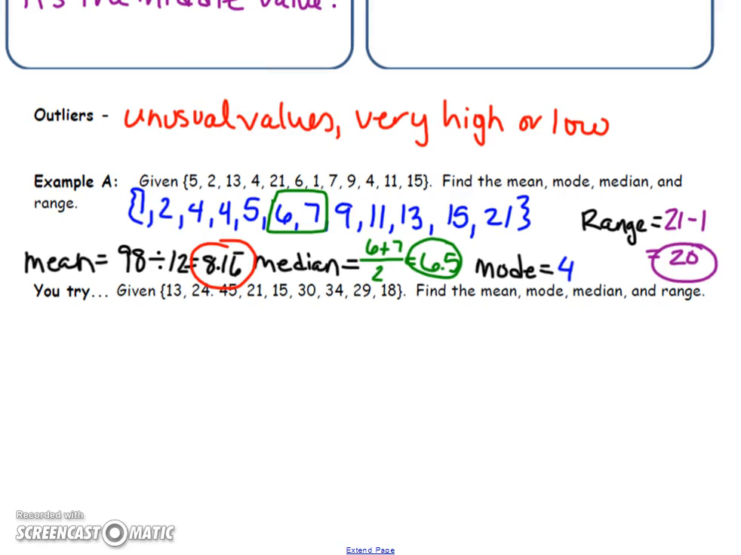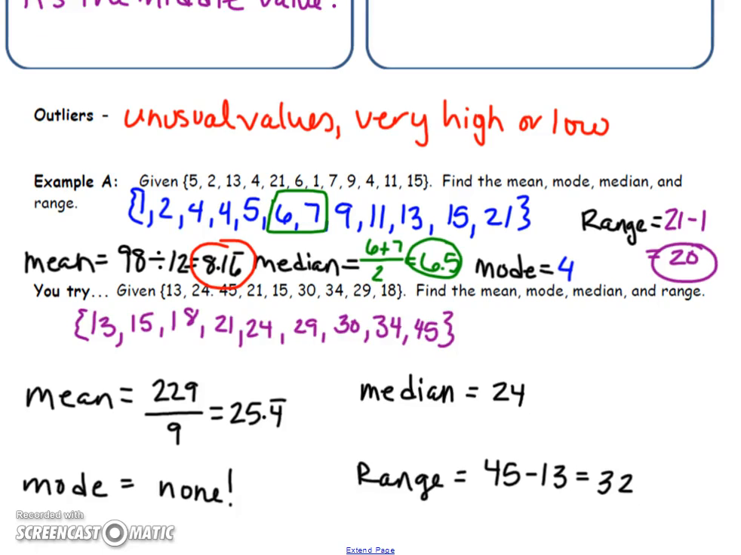Now it says to give it a try. Take a moment, pause the video, and see if you can get the correct answers for the mean, median, mode, and range. Hopefully you took some time to try it out, and here are the answers. The mean comes out to 25.4 repeating. The median comes out to 24. There is no mode in this case because each of the terms shows up only once, and the range is 32.